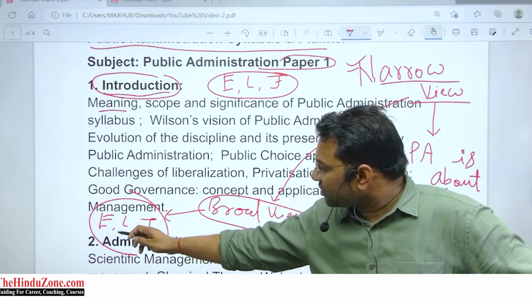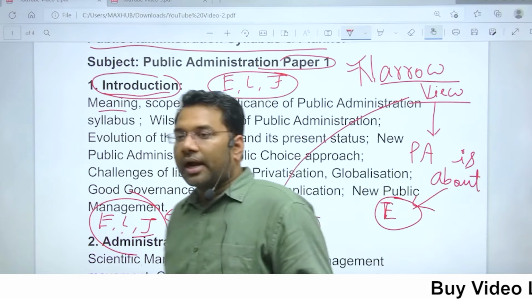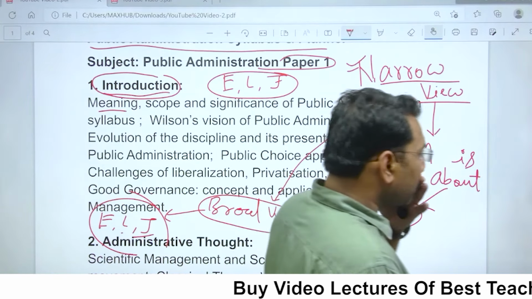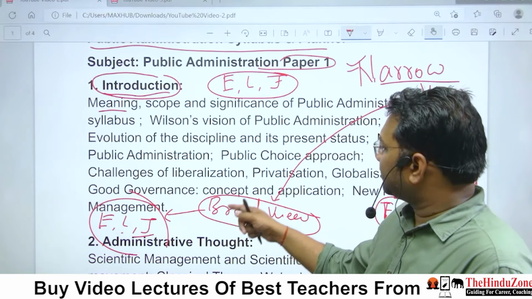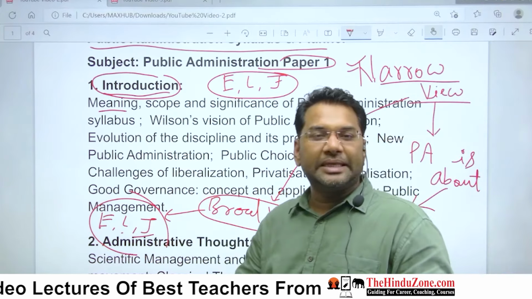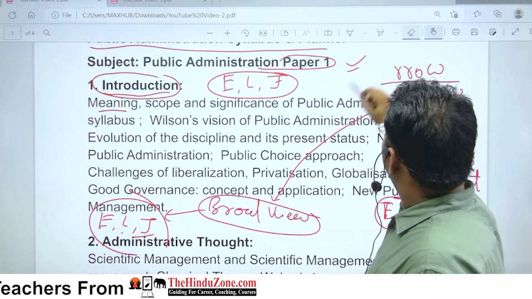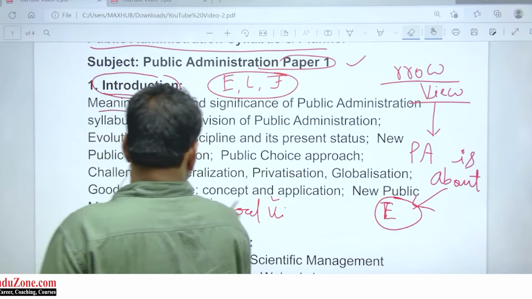Then the J, judiciary, how the judiciary is functioning, what kind of verdicts the judiciary is giving, that is also definitely part of public administration, right? So for that logic, the broad view is saying that public administration is about all E, L, J and everything, right? We need not go into that detail. We will not be able to go into that detail. It is just brief, right?